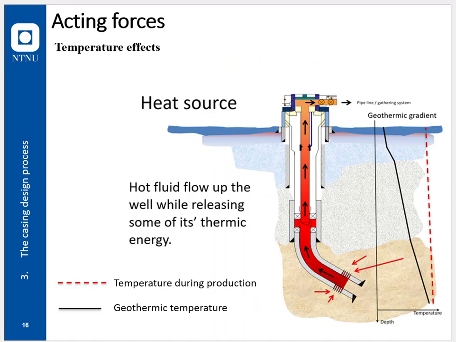Moving on to temperature's effects. The source of the stress from temperature, we can see in the picture graphically. The temperature in the bottom of the well, the reservoir, typically when you are producing, will follow a path like the red dashed almost vertical line, whereas the geothermal gradient is marked in black.